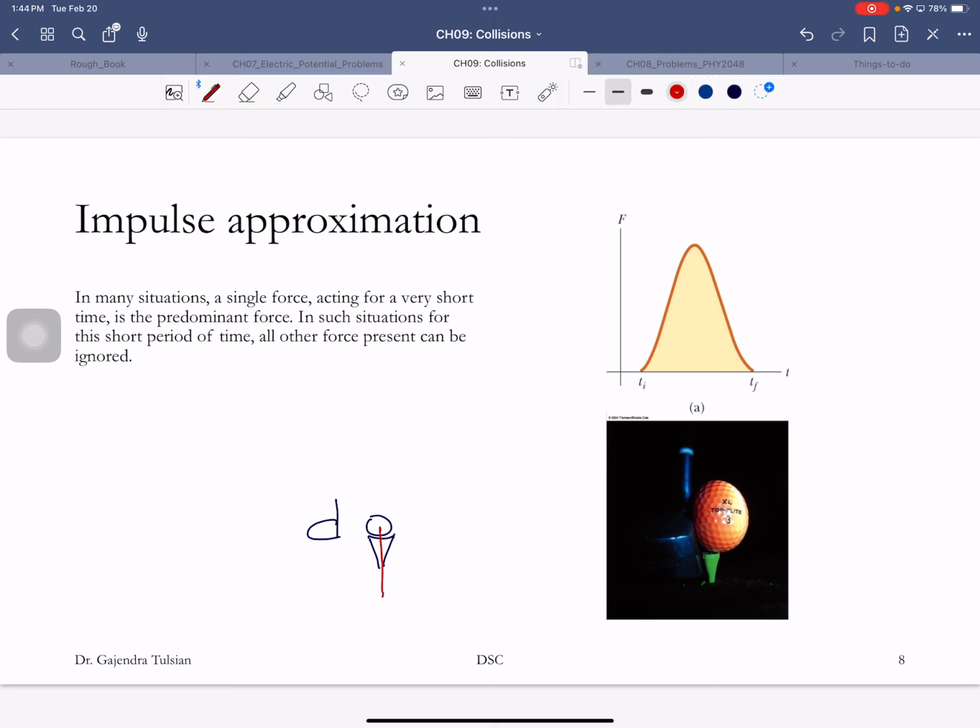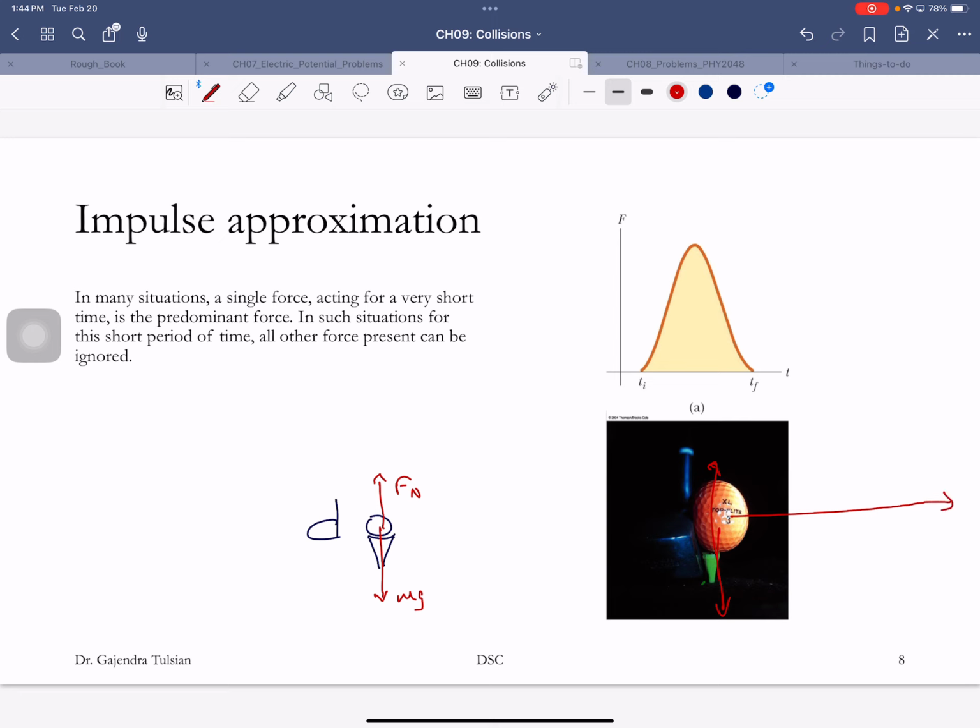Gravity. Normal force. And right now, that's it. And once the club comes in contact, those guys are still there. They haven't changed much. But now this guy's come into play.